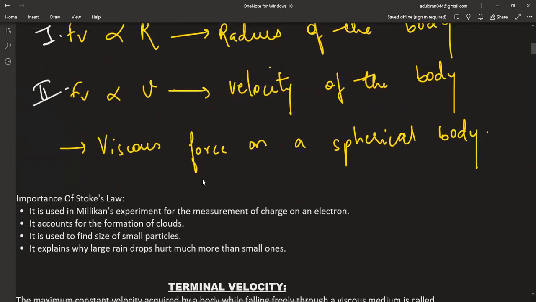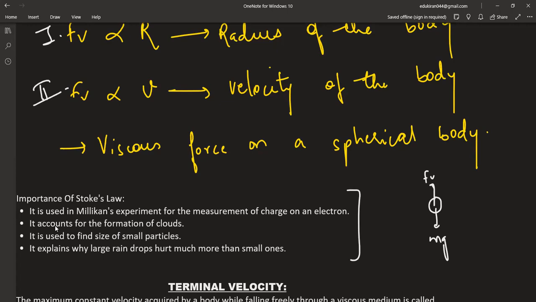So viscous force is helpful, and it is used in Millikan's oil drop experiment. This you will study in chapter 1 of class 12. In the oil drop experiment, viscous force was acting upwards, gravity was acting downwards, and electric force was also acting. It accounts for the formation of clouds. It is used to find the size of small particles. It explains why large raindrops hurt much more than small ones. So these are some applications of it.